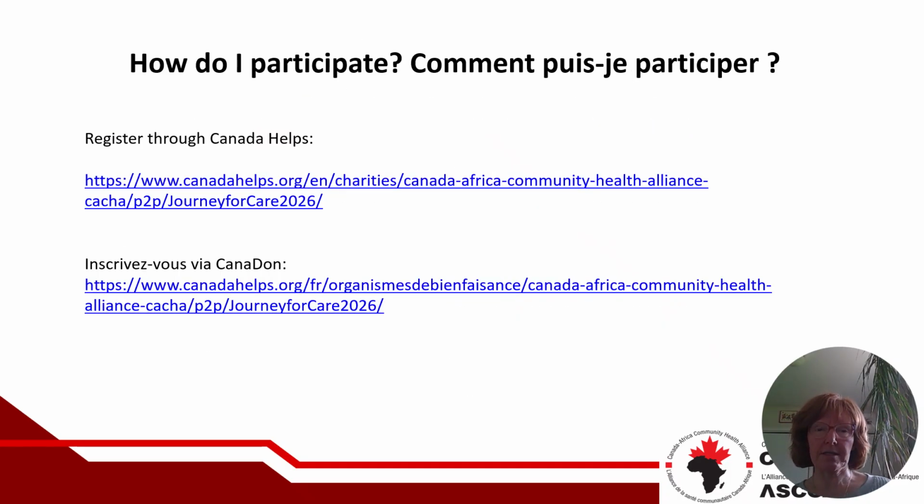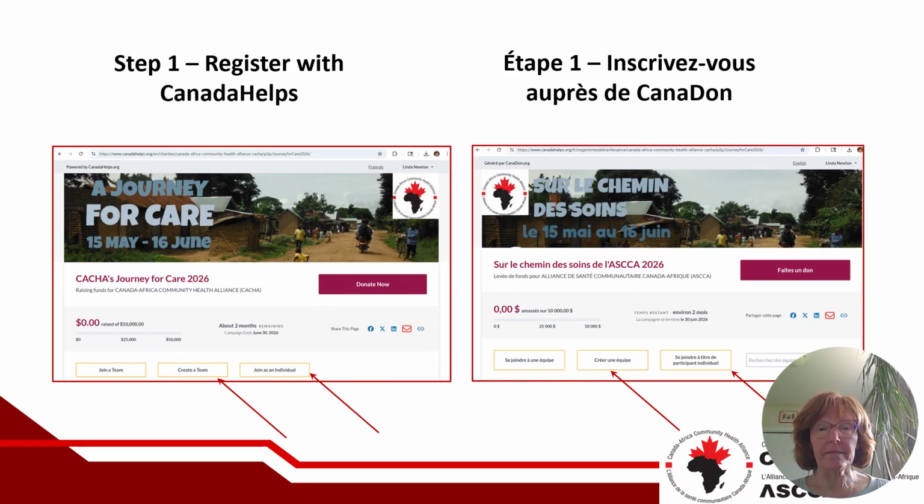So how do you participate? The first thing you need to do is register through Canada Helps. If you already have an account, then you just go into your account through this link that you see here. This is the Journey for Care link in English and also in French. Once you click on the link, it will take you to the registration page. If you do not have an account already, then it will ask you to complete a registration. And the page is available in English and in French.